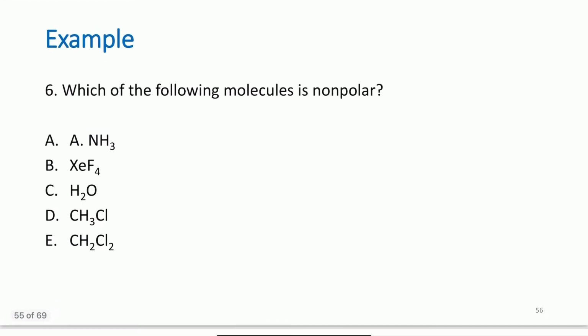Which of the following molecules is nonpolar? Well, we've just written out NH3 twice, so it's definitely not NH3. If you're not sure, go back to number 1 or number 3. XeF4, if I drew this one out, I would find it to have a square planar structure. Square planar is perfectly symmetrical and nonpolar. Let's make sure it's the only one. Water is a bent structure and polar.